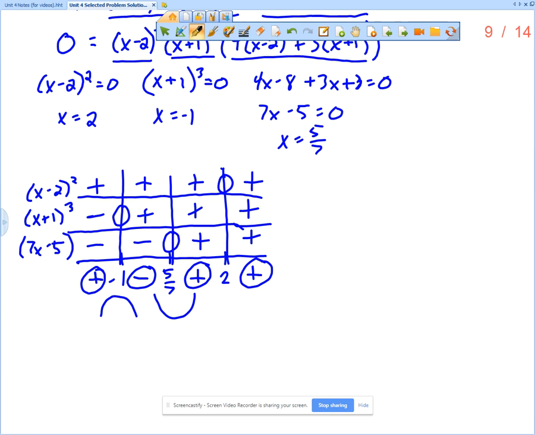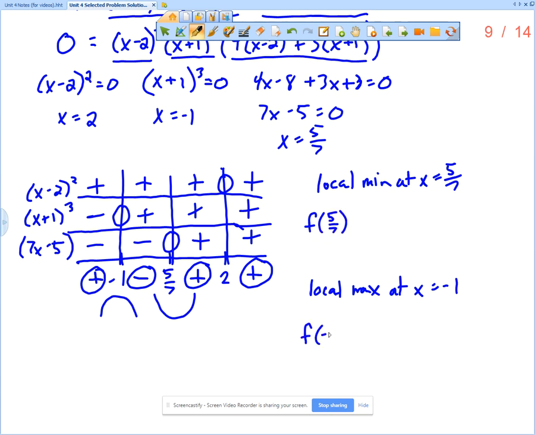Now remember, we know there's a local minimum at x equals 5/7, but that doesn't answer the question yet. We know there's a local max at x equals negative 1, but that doesn't answer the question yet either. We want to find what that local minimum is, so we want to evaluate f of 5/7 and f of negative 1.